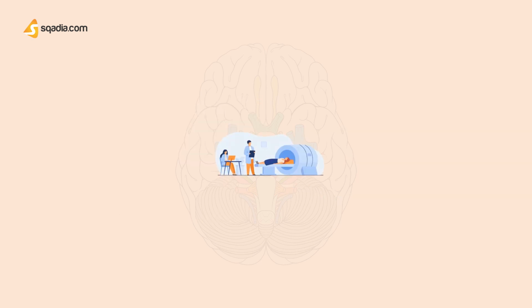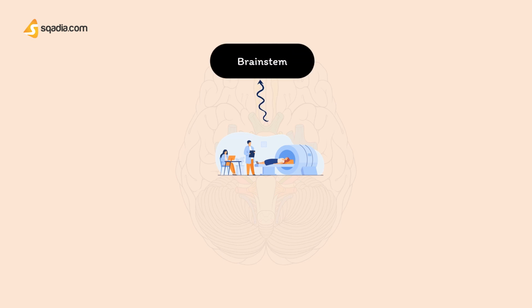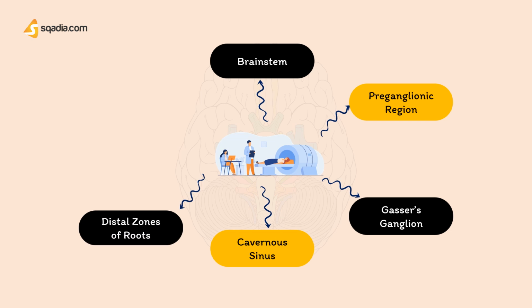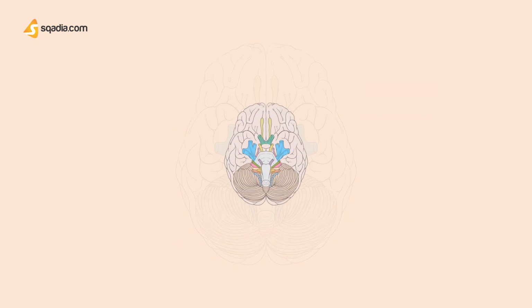Radiological evaluation in patients with trigeminal neuropathy, including CT and MRI imaging, to analyze the proximal region, including the brainstem, preganglionic region, gasserian ganglion, and cavernous sinus, and distal zone, which includes the extracranial portion of the three roots, and the trajectories of the fifth cranial nerve. So usually the difficulty of identifying the location of the trigeminal nerve injury based on the clinical manifestations is something that's often stressed upon.